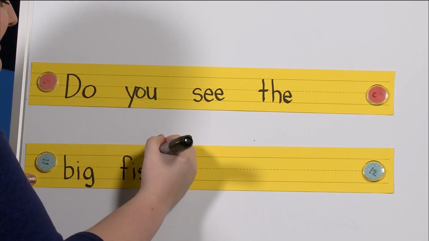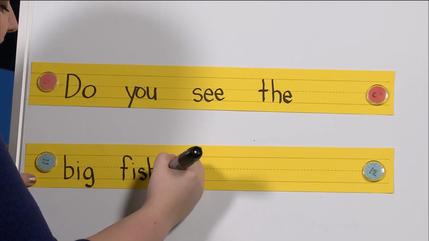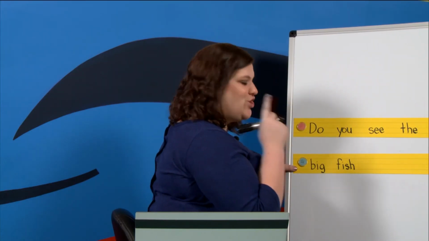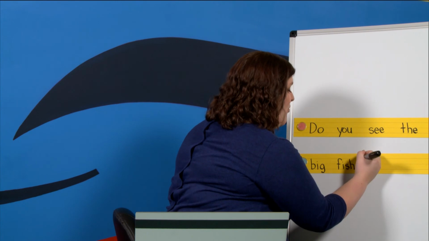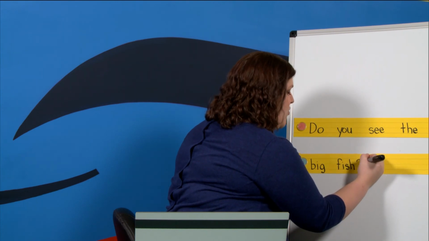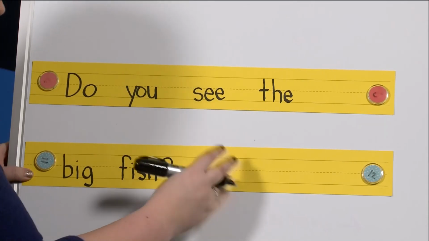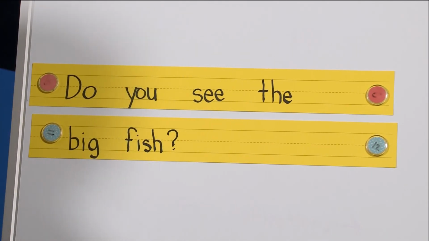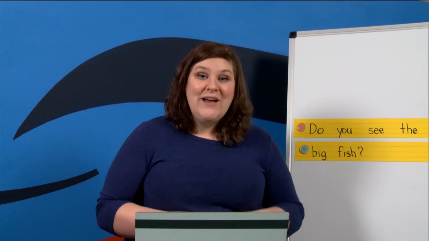Ish. And a digraph at the end. Do you see the SH that says shh? Great job. We're going to end this sentence with a question mark because we're asking, do you see the big fish?